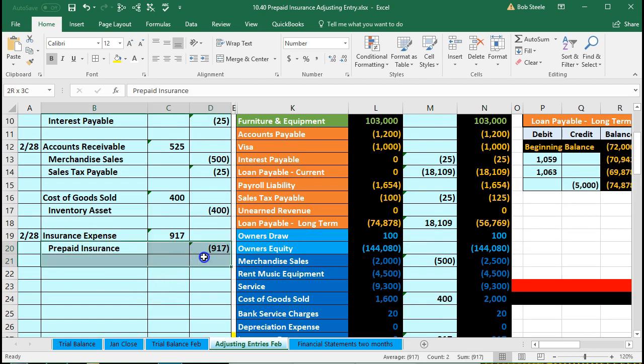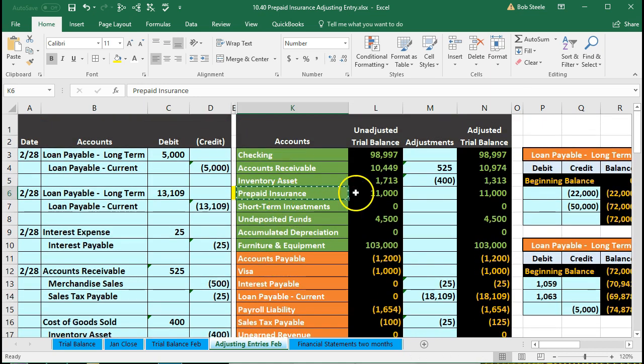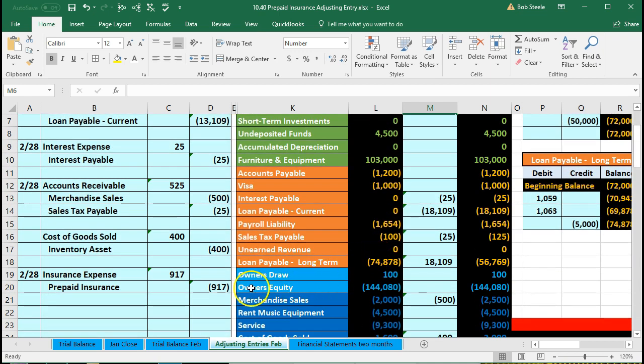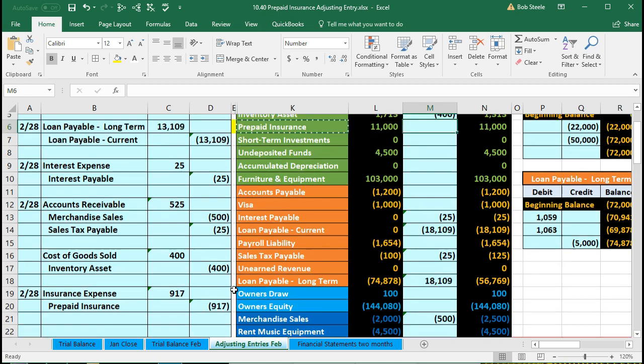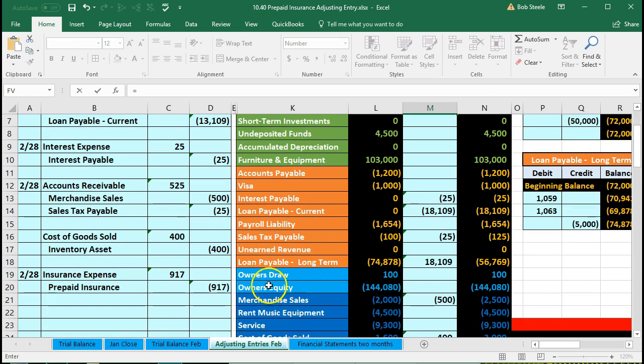We have the prepaid insurance. That's going to be up top. We have the prepaid insurance here, it's the fourth account down. We want to be in M6. We are in cell M6. We will select equals, scroll down just a bit, and point to that 917 credit. Let's do that now. Scrolling back up, we are in cell M6. We're selecting equals, scrolling down just a bit, and pointing to that 917.